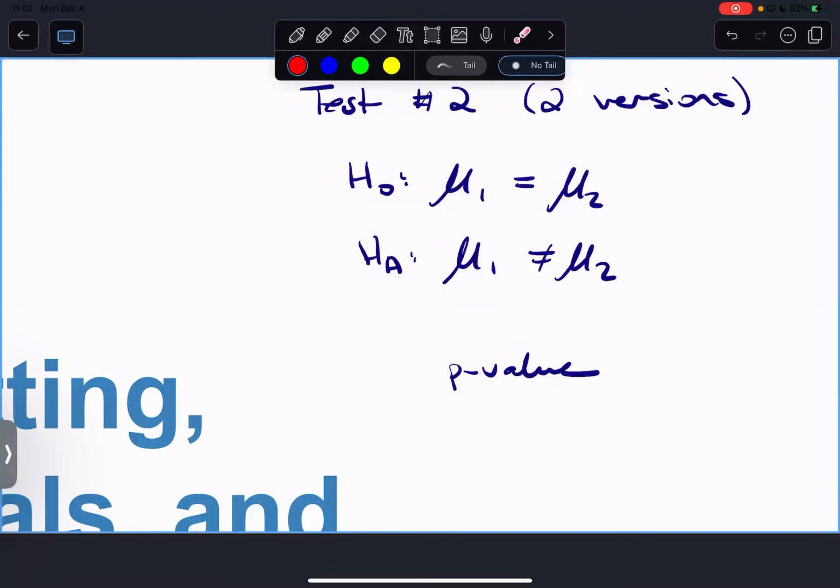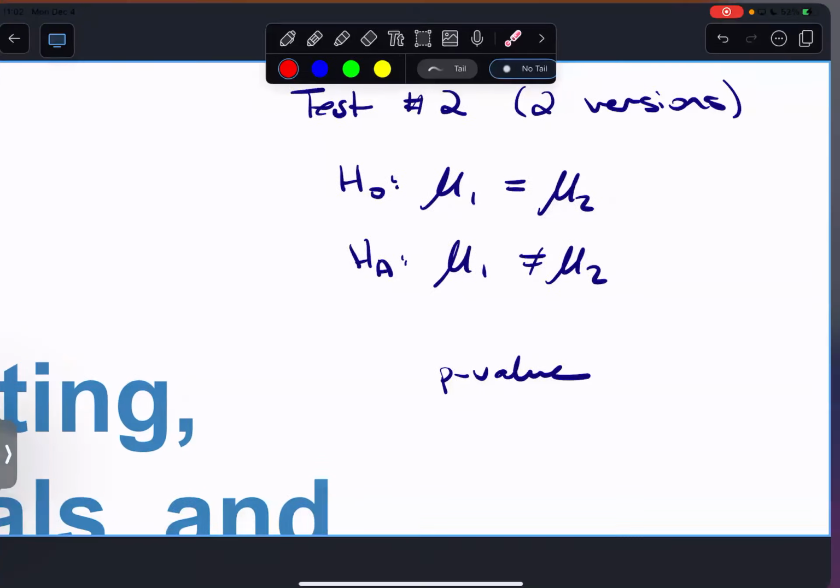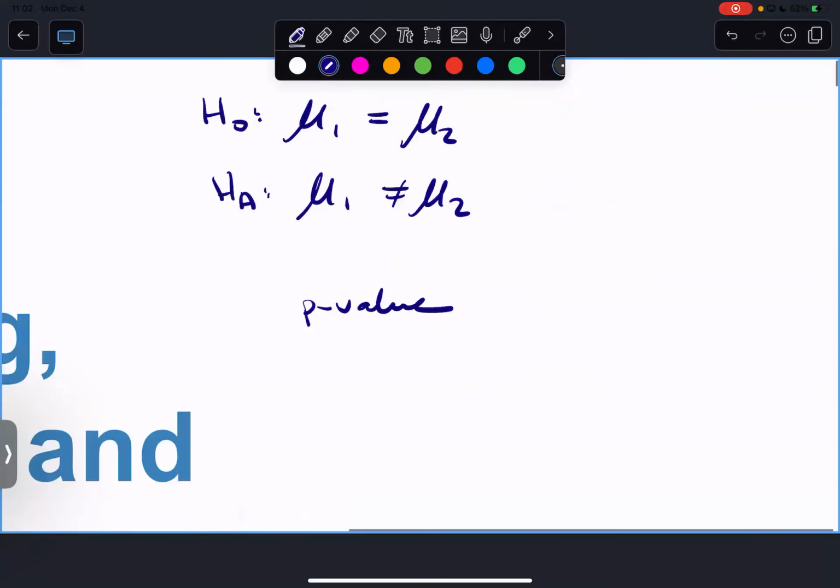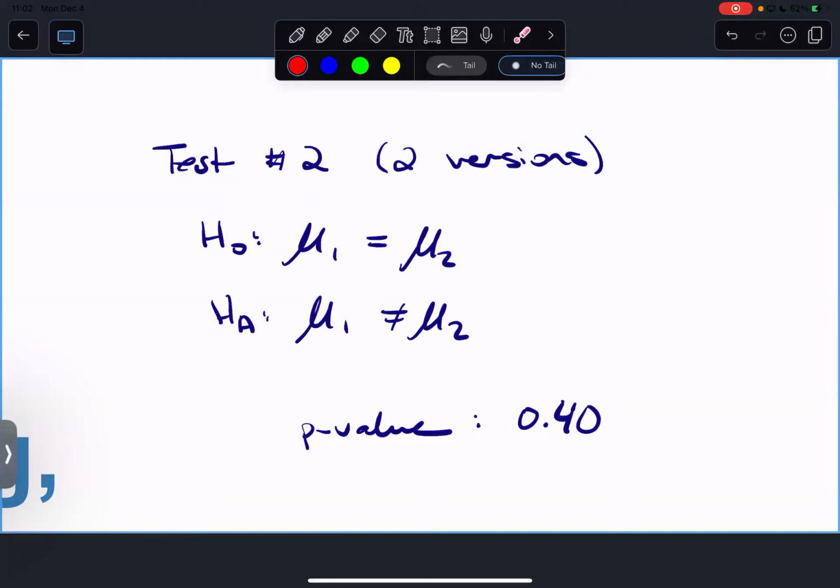Skipping steps. We're there now. The p-value was roughly, wait for it, 0.4. Phew. Right? 0.4 is definitely larger than 0.05, which means I do not have enough evidence to reject H0, and I can breathe a sigh of relief. So the means, or the average grades, in the 2 versions were not significantly different.